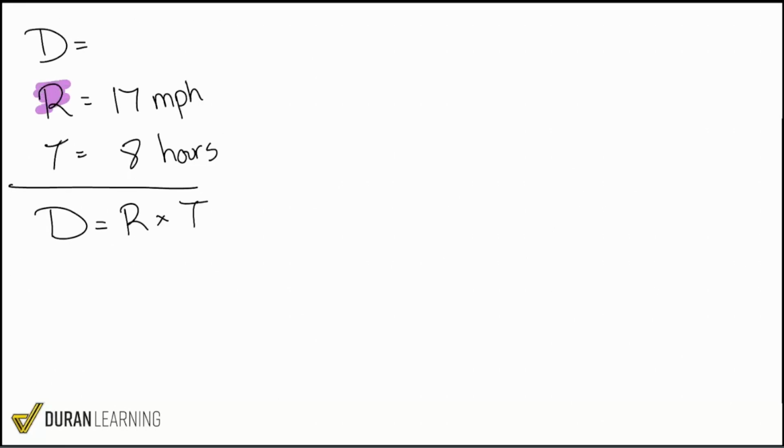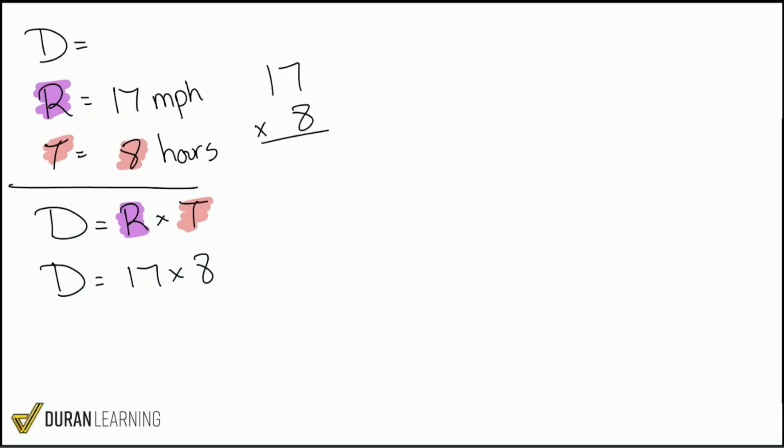My rate here is 17, so I'll plug that in there. And my time is 8 hours. I'll plug that in right here. So once I do that, we have D equals 17 times 8, confirming that we will be multiplying. And then that's all we have to do now. 17 times 8, and we are done.